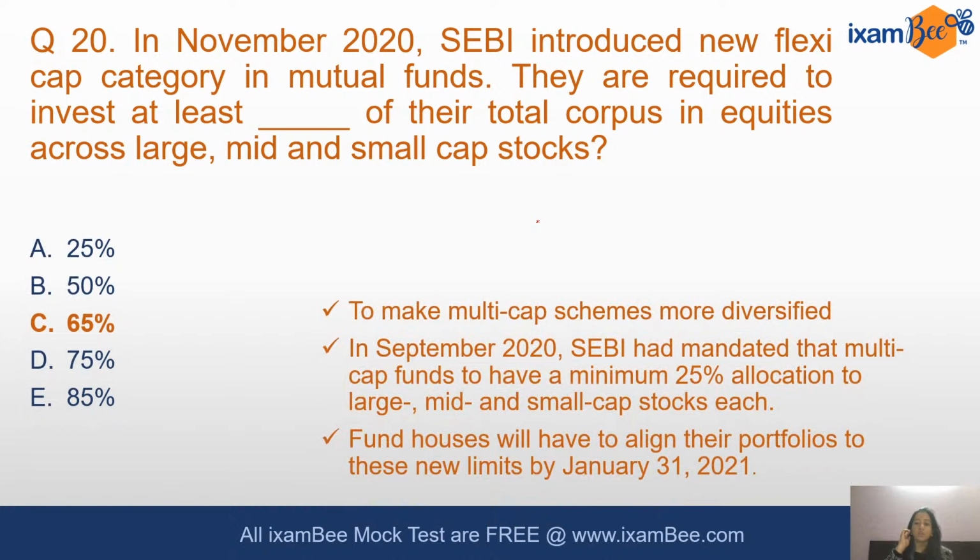Most of you have replied 25 because it is said that it is mandated to have a minimum 25% allocation to each cap stock. But here the answer is that they are required to invest at least 65%, and for each of these they separately have to do a 25% allocation. That was mandated in September 2020.